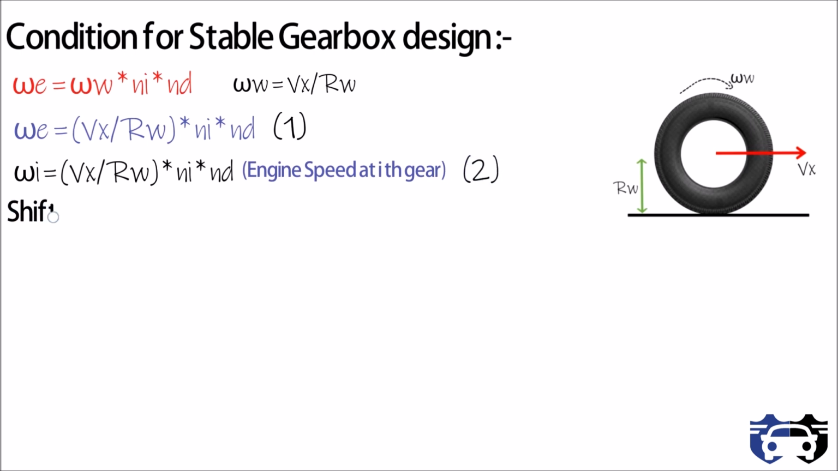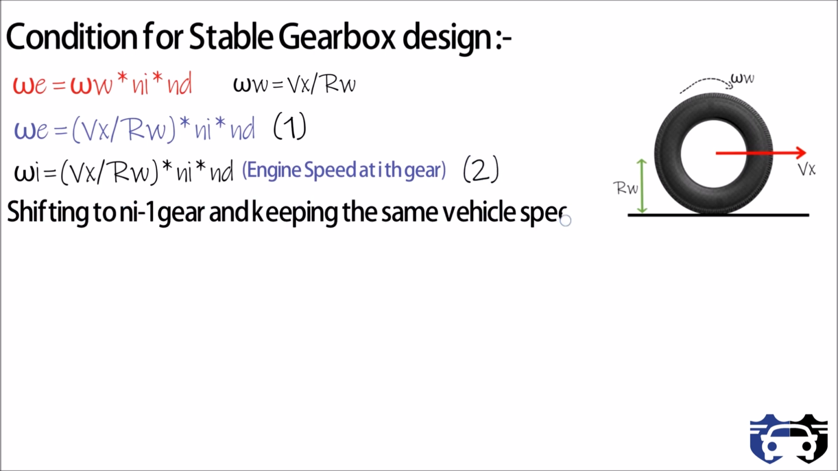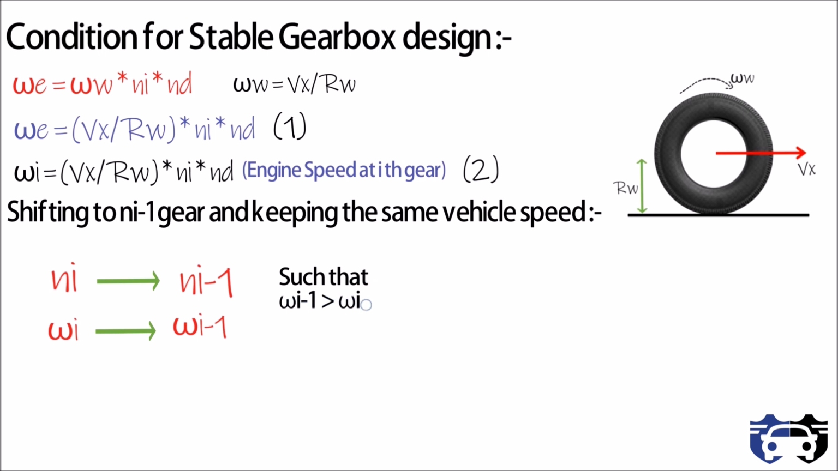Now on shifting the gear to Ni-1 and keeping the same vehicle speed, the gear shifts from Ni to Ni-1 and the angular speed of engine changes from omega i to omega i-1. As you know, the gear ratio for the lower gear, that is the value of Ni-1, is greater than Ni, and the vehicle speed is constant on shifting the gears. So, omega i-1 will be greater than omega i, and omega i-1 should be less than the maximum engine speed omega max. Here we have the equation of omega i-1 at constant vehicle speed Vx.